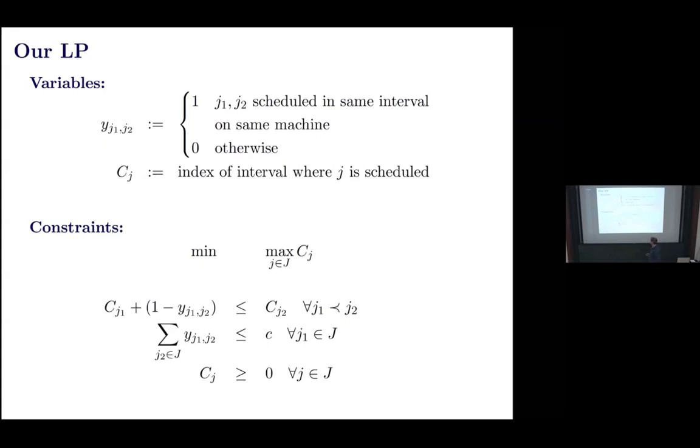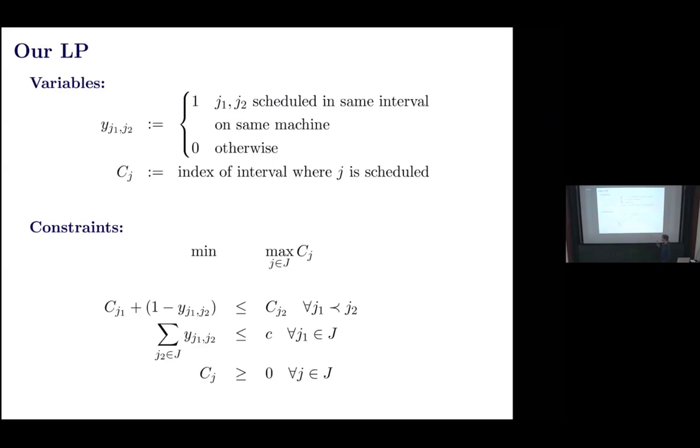Let's start with talking about the linear program. This is not quite it, but this would be the variables that we probably write down when you have half an hour of time. For every job, you need to decide the index of the interval where you want to schedule the job. Then you need some kind of assignment to machines. The way we phrase it is that we have decision variables that decide whether you want to schedule two jobs in the same interval of the same machine.